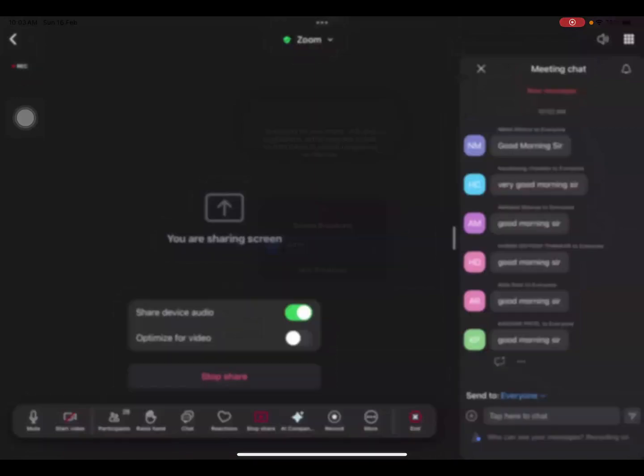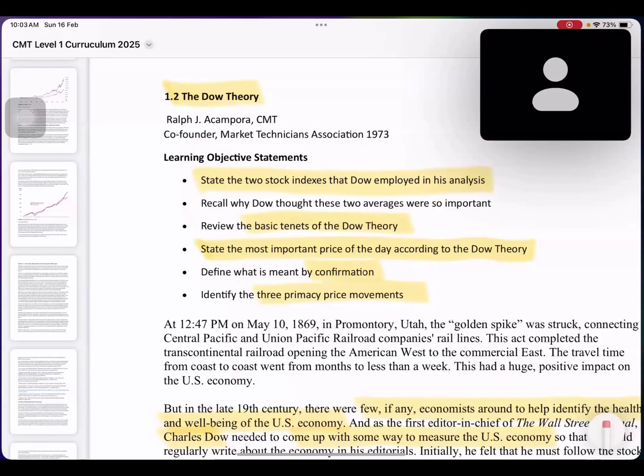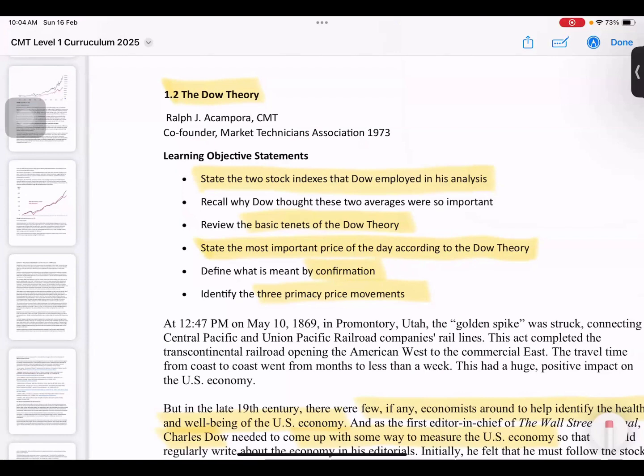As I said yesterday, from today we are going to begin learning all the concepts of technical analysis, starting with Dow theory. This chapter has been written by the founder of CMT, Ralph Acampora. In most of the literature on technical analysis, the first chapter is always Dow theory. It is considered the classical, very first theory ever written about charting or technical analysis, formulated by Charles Dow, finished by Hamilton and Robert Rhea.